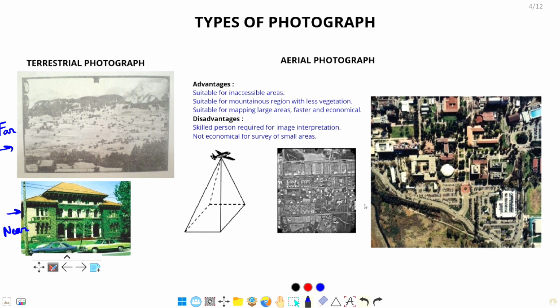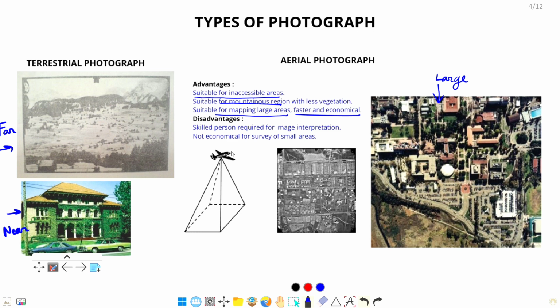In an aerial photograph, you can see here a large area is being seen. So it is suitable for inaccessible areas, mountainous regions where we cannot go. Also, mapping of large areas is faster and economical. If you want to map a city, then just fly an aircraft over it or fly a drone over it and you will get the mapping of the city in a few hours only.